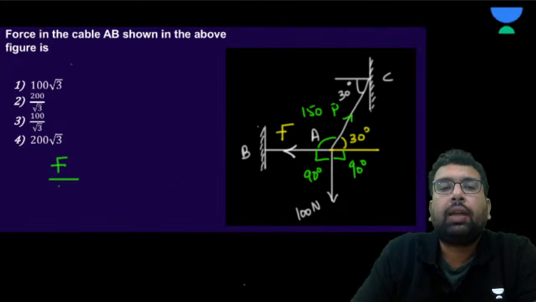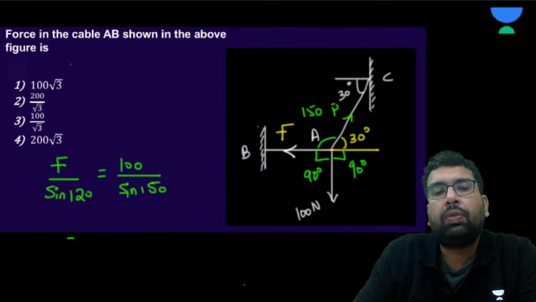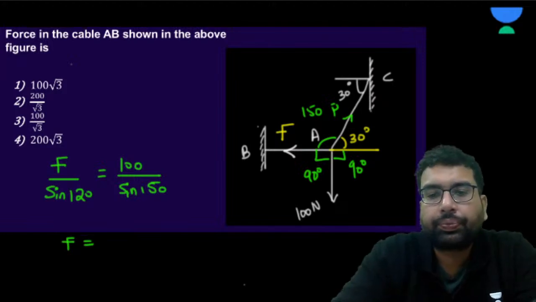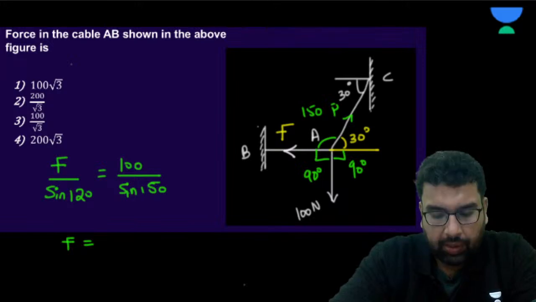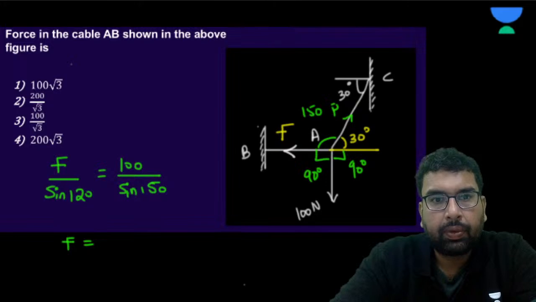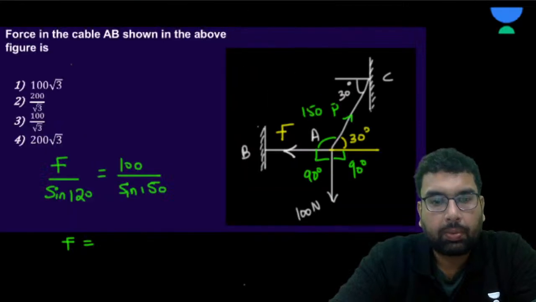So F upon sine 120 is equal to 100, that is the force, divided by sine 150. So this will become F is equal to, how much is it going to become? We need to make the calculation. Just a moment, guys.